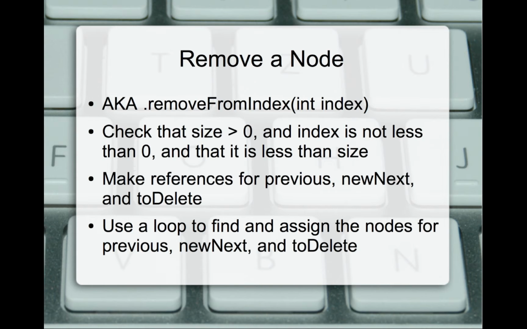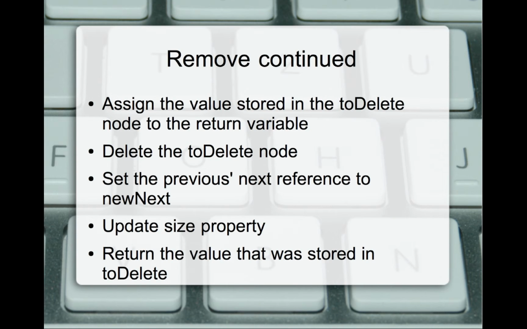And so we'd assign the node at index minus 1 to previous, the node at index plus 1 to new next, and to delete would be the one at the index. We continue on by assigning the value of what is stored inside the to delete node to a variable. Because when we delete a node, we want to make sure we retrieve the value from that node. So we put it inside a temporary variable of some type, and we save it there immediately so we can return it at the end of the method.